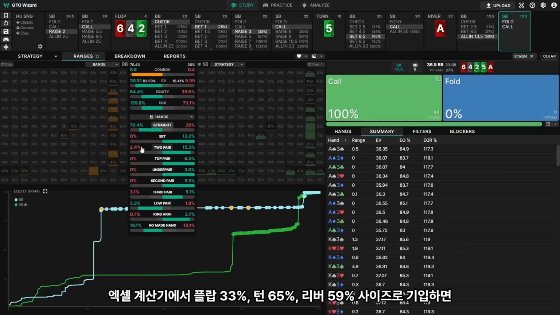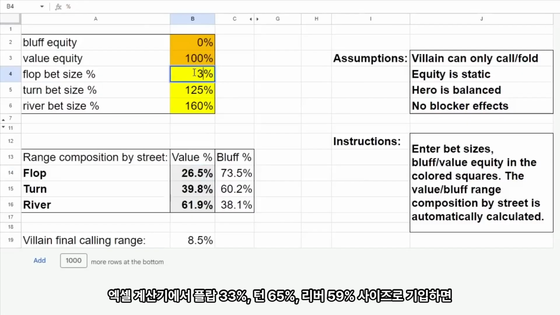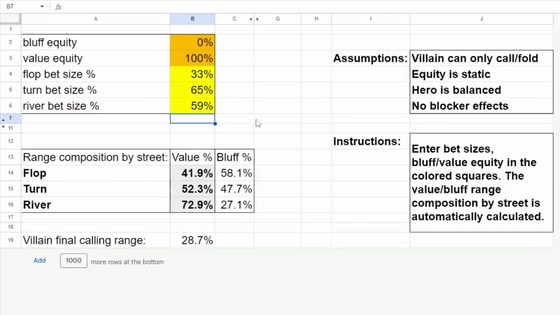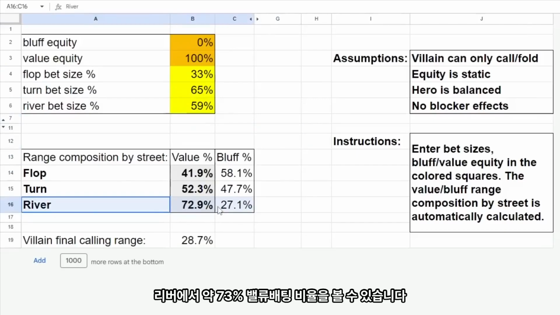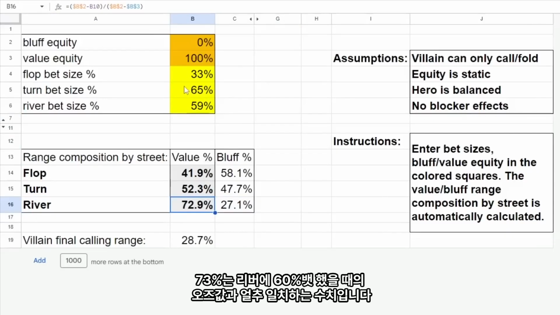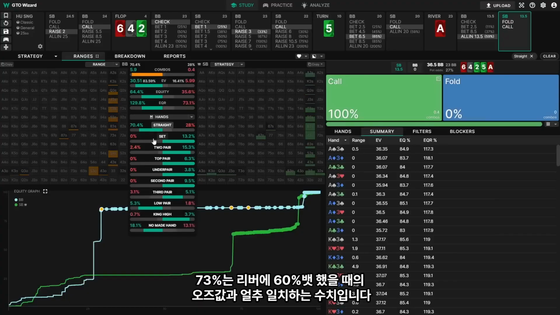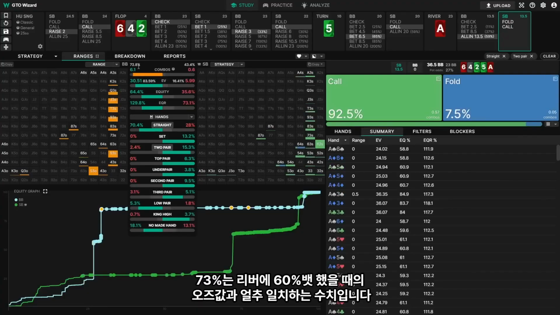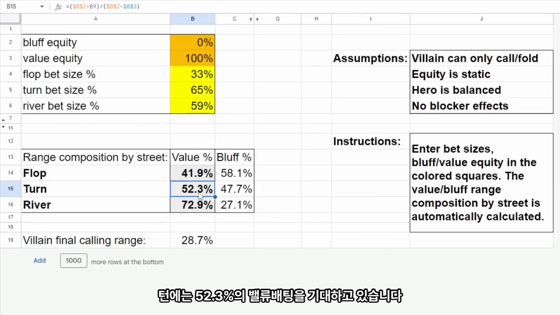Let's see what our toy game model says. Check raise 33% on the flop, 65% c-bet on the turn, 59% on the river. Okay, so on the river, we expect about 73% value bets. Okay, that makes sense for this size. This is the pot odds for a 60% pot size bet. And yeah, this is exactly what we see. Now, on the turn, we would expect to see about 52% value bets.